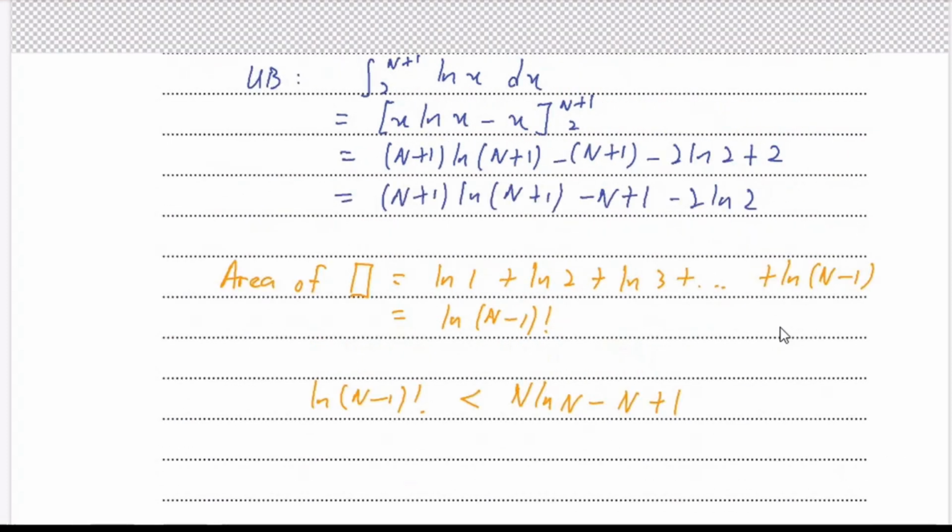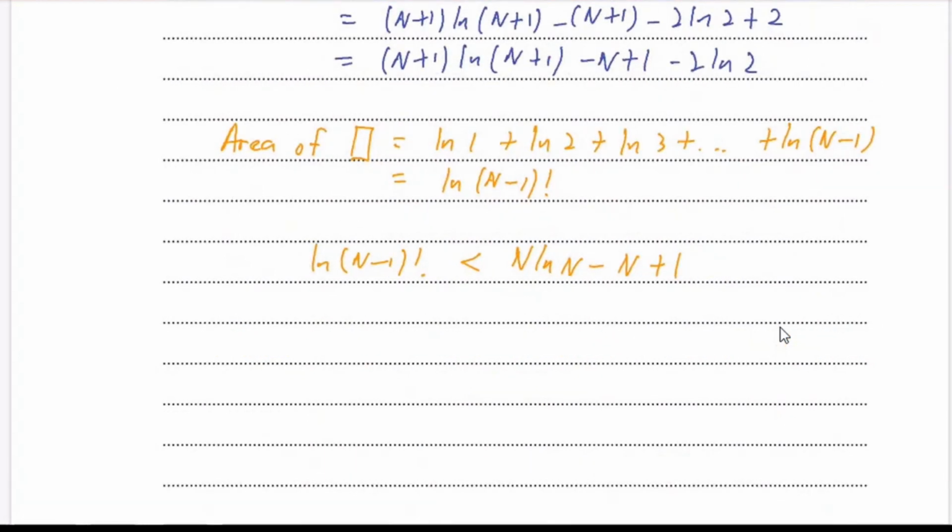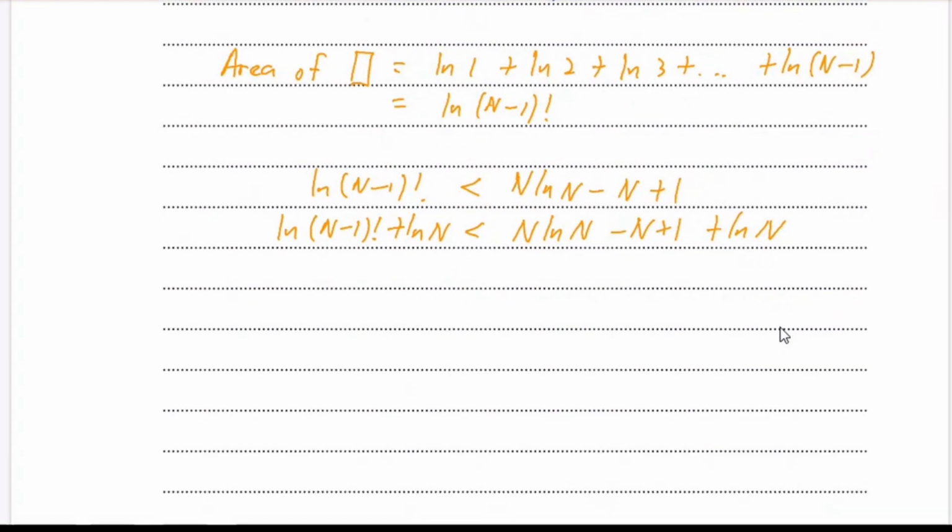Okay, but what we wanted to prove is something about ln n factorial. So from there, what we do is add ln n to both sides of the inequality. With that, the left-hand side will already become ln n factorial. And the right-hand side, we can factorize the ln n together. So the term there will become (n plus 1) ln n minus n plus 1. Okay, so that is another technique that we could use here.